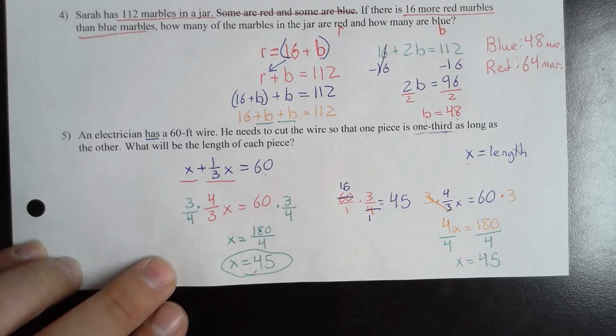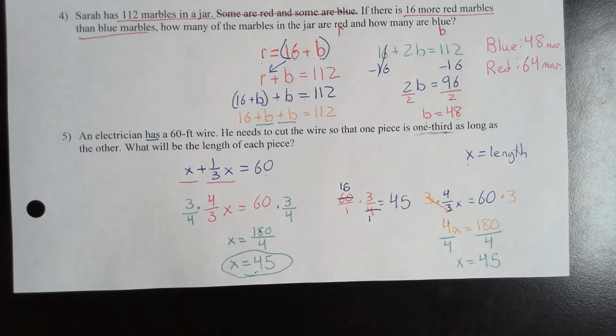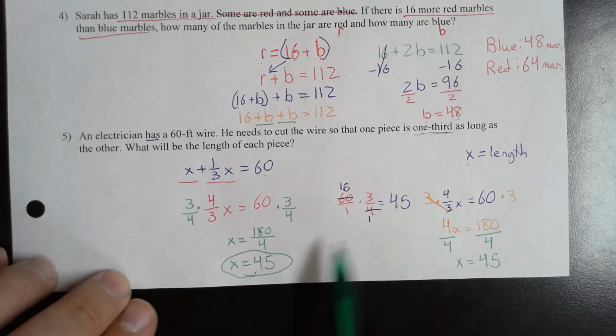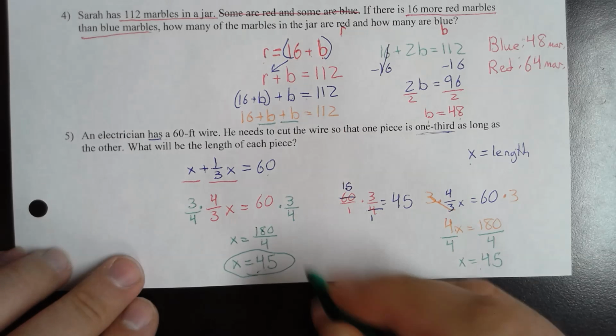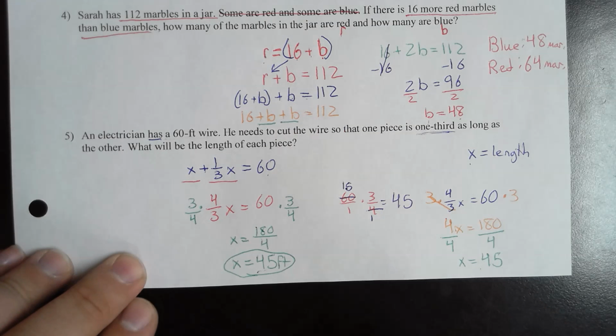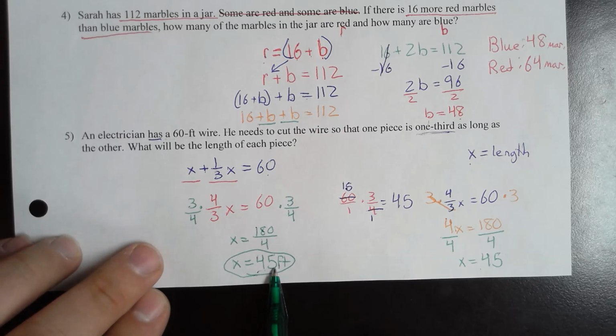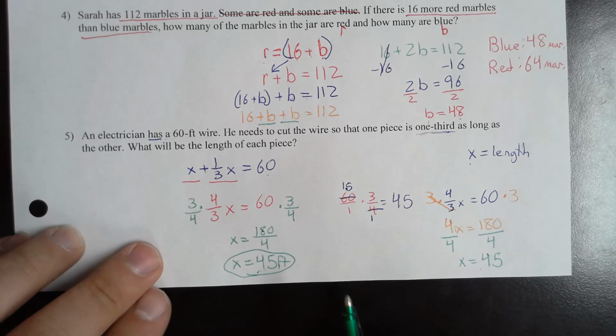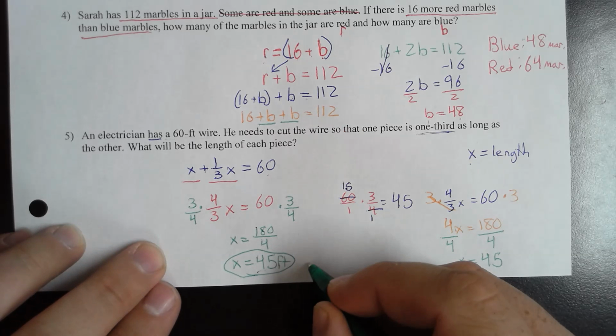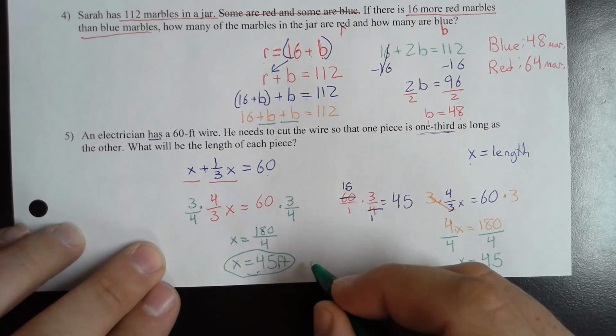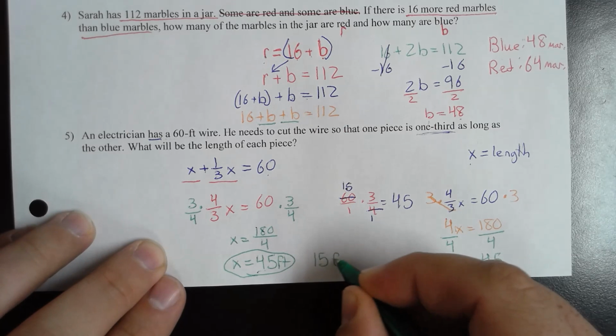You can also just type it in your calculator. Okay. Are we done? What do we still need to know? The length of the other piece. Okay. So if this one was 45 feet, what does the other length have to be? Very good. 15 feet. How'd you get that?